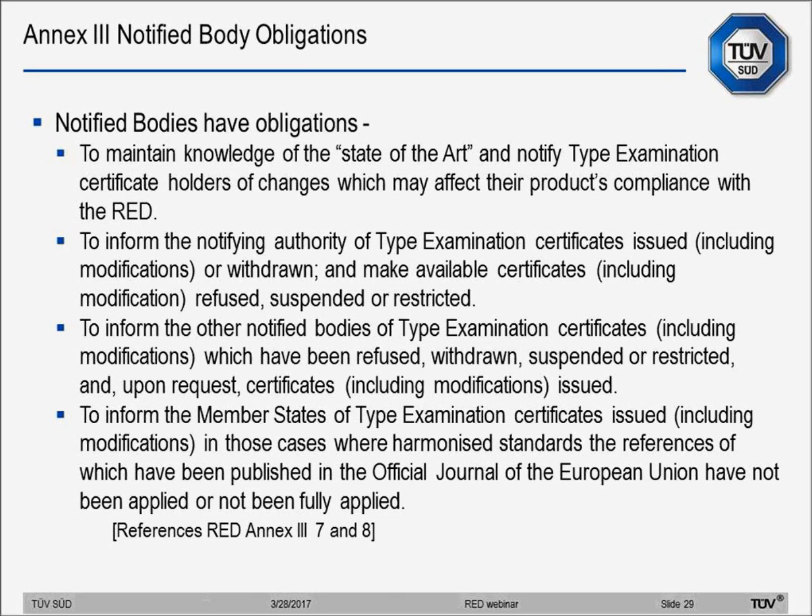And finally, they need to inform member states of type examination certificates it's issued where you are not following OJ listed harmonized standards. That's the important point to remember. So if there is an available specification and you've used a notified body for Annex 3, but you've chosen to use another route to demonstrate compliance to the essential requirements, the notified body is obliged to inform all member states of this deviation.